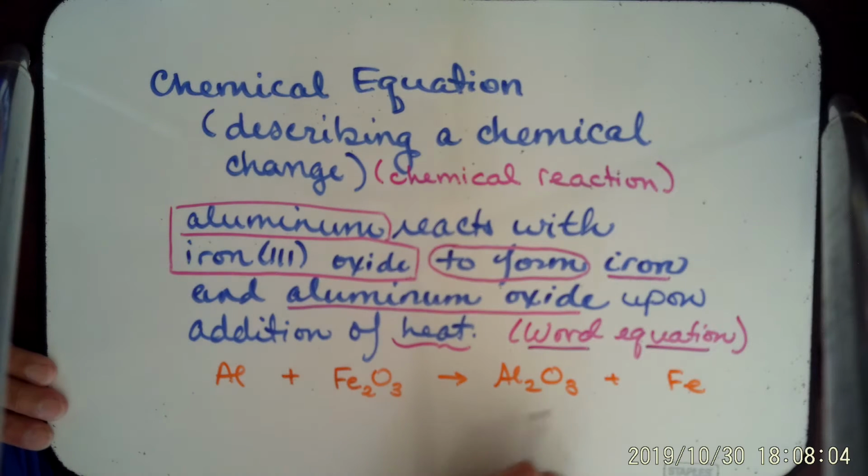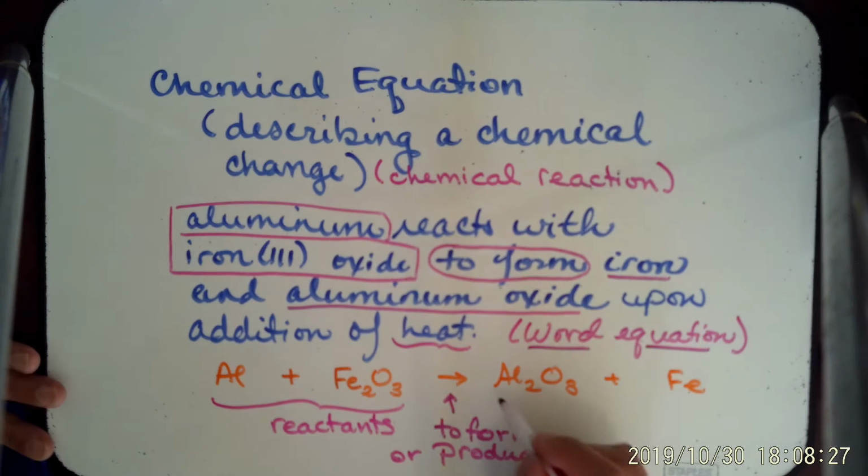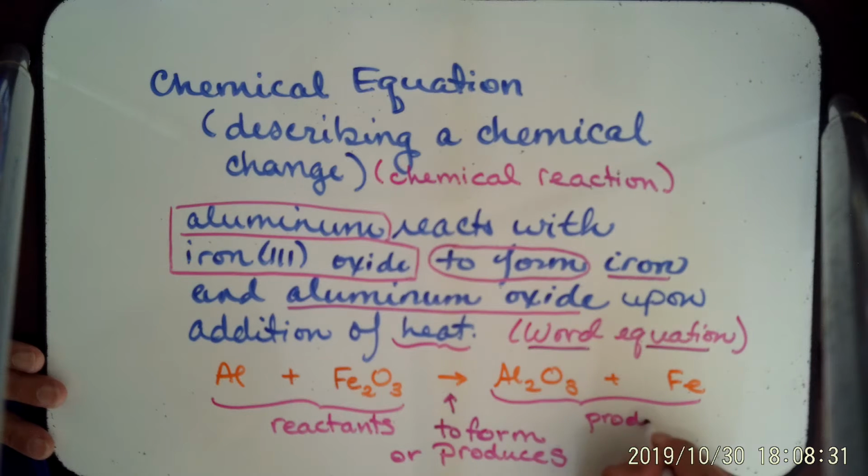Okay, so when we look at this, this means to form or produces. This is what we start with. So these are called reactants. They are always on the left side of the arrow. And on the right side of the arrow, these are called products. Okay?